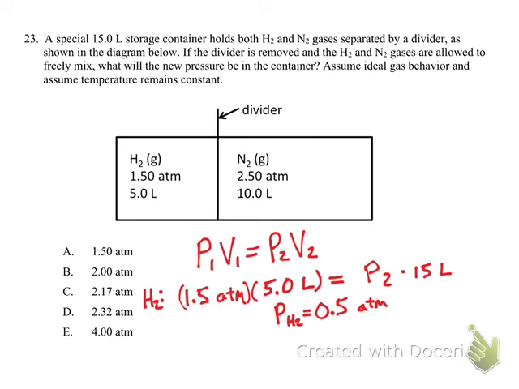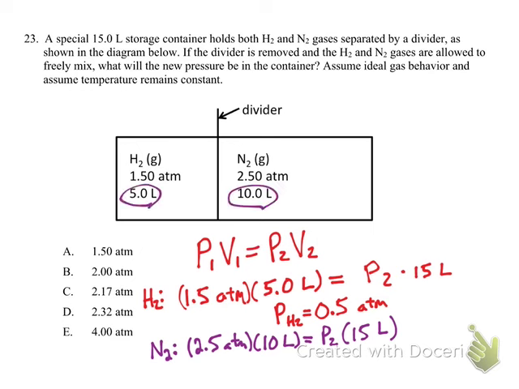Now we need to do the same exact thing for nitrogen. So for the nitrogen, it's 2.5 atmospheres, and starting off with 10 liters. And then we're solving for P2. Our final volume is going to be the 15 liters that we get from both the 5 liters and the 10 liters added together. And so we end up getting that the pressure of nitrogen is going to be 1.67 atmospheres. So we're almost done with this problem.